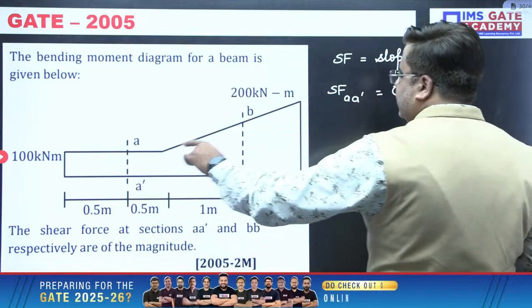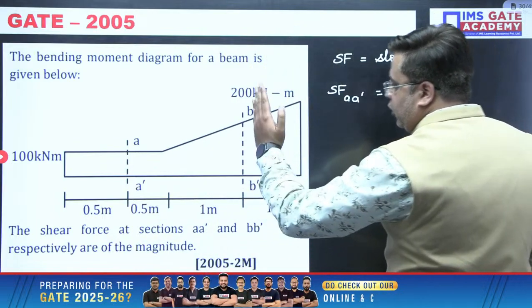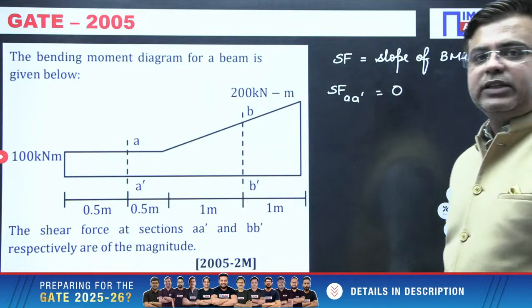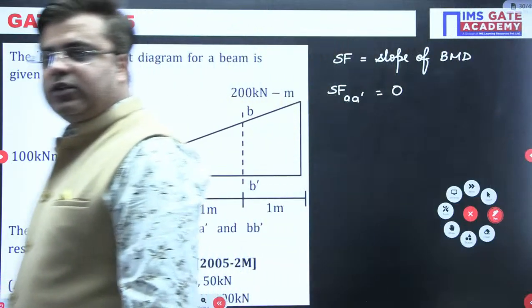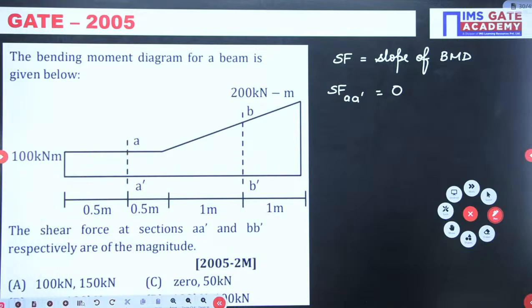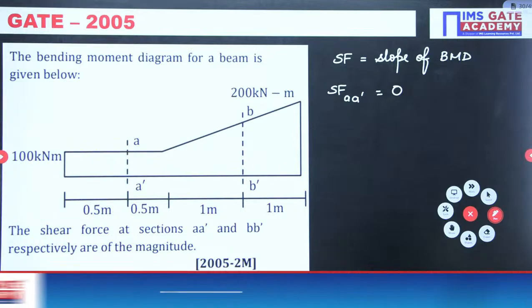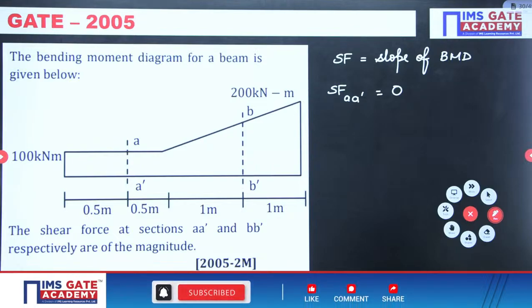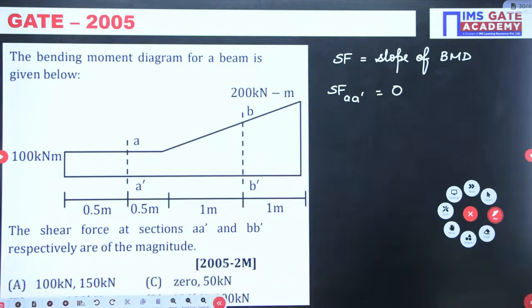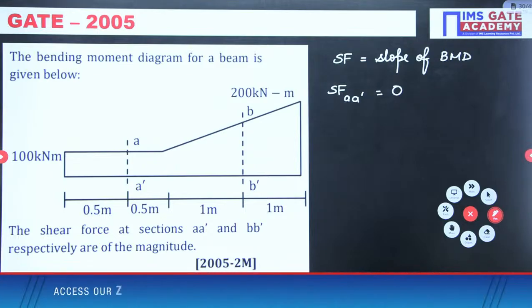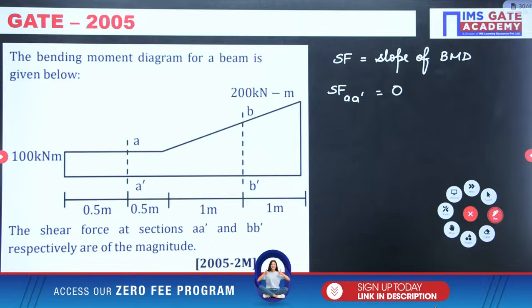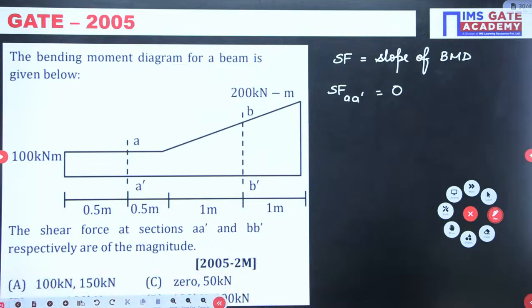Now tell me what will be the slope at this section BB dash. What is the slope at section BB dash? Quickly. Please tell me the answer here. What is the slope of this bending moment diagram at BB dash? It is 50. Okay, let's check.